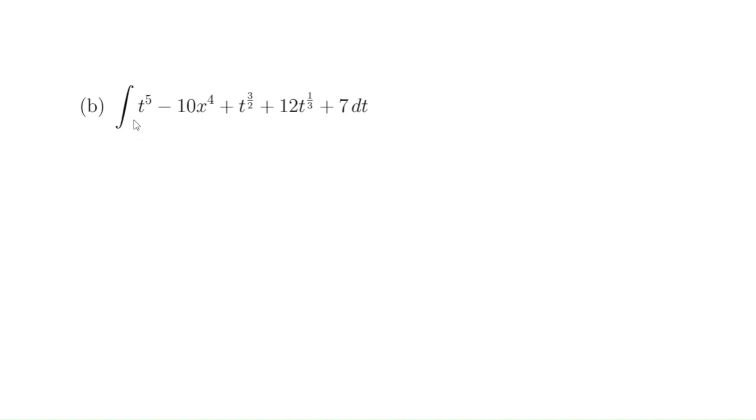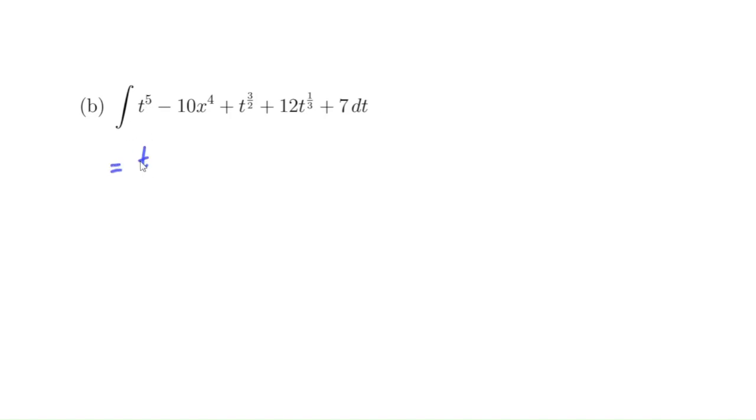Okay, now this one is a little bit different because I've given the variable t. Now notice I have a dt on the end here. So we're doing an integral with respect to t, and this is not quite a polynomial because we have t to the 3/2 power and t to the 1/3 power, but it's similar to a polynomial. But it's an integral with respect to t. So what is the integral going to be?